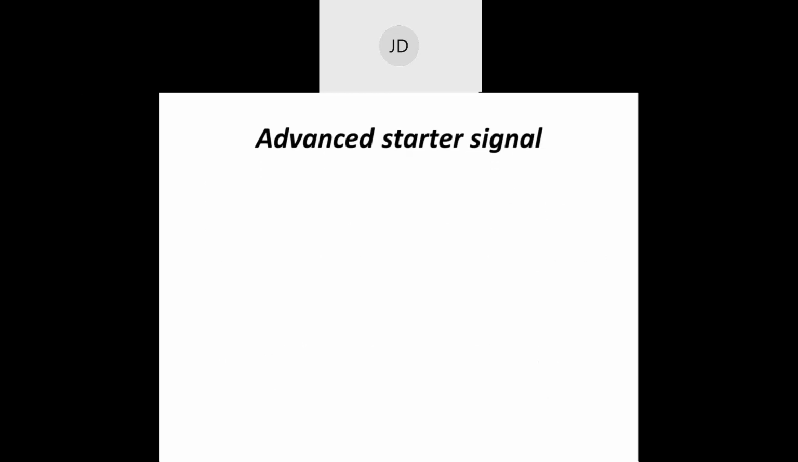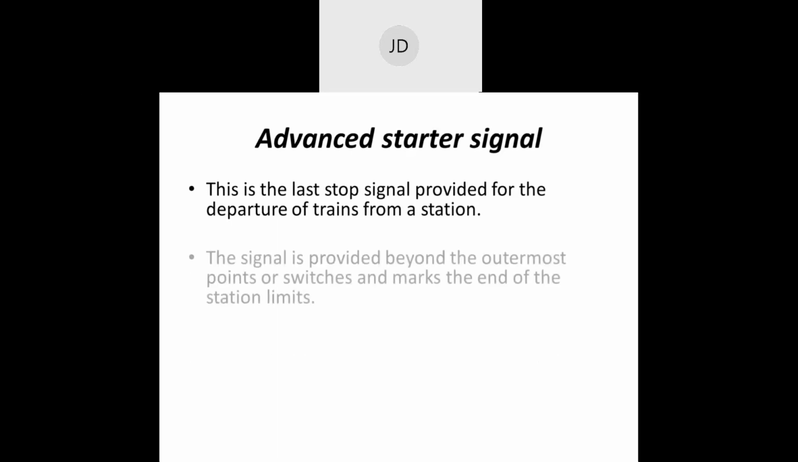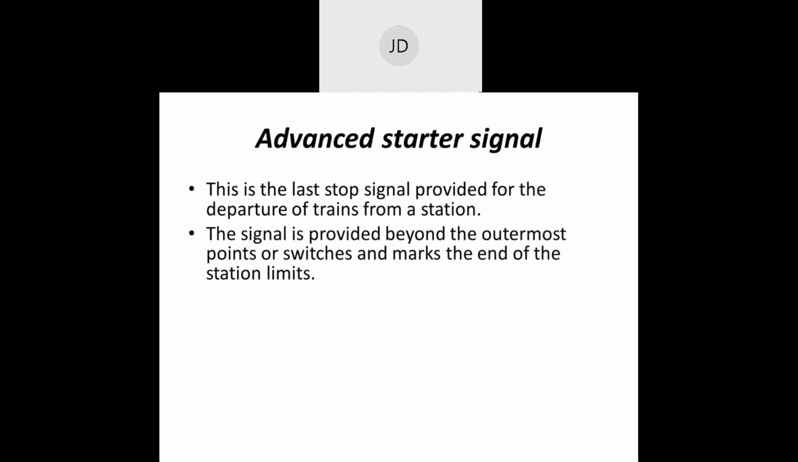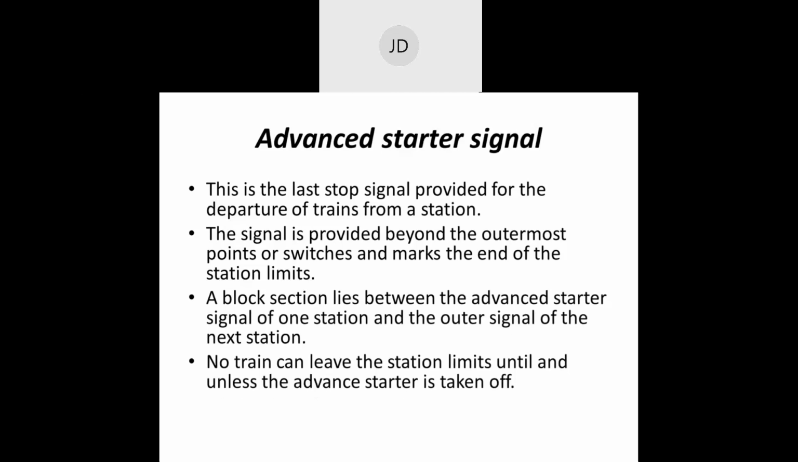Also the advanced starter. The advanced starter signal does a similar job, but it is located ahead of the starter signal. This is the last stop signal provided for the departure of a train from a station. The signal is provided beyond the outermost points or switches and marks the end of the station limit. It is the last stop signal when a train is leaving a railway station. A block section lies between the advanced starter signal of one station and the outer signal of the next station. No train can leave the station limit until the advanced starter is taken off.